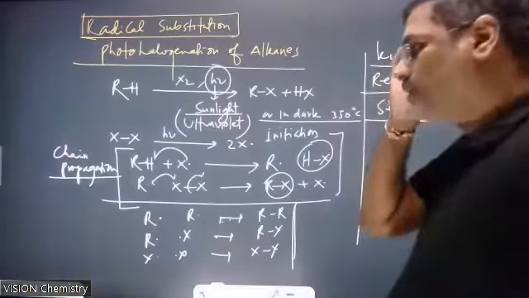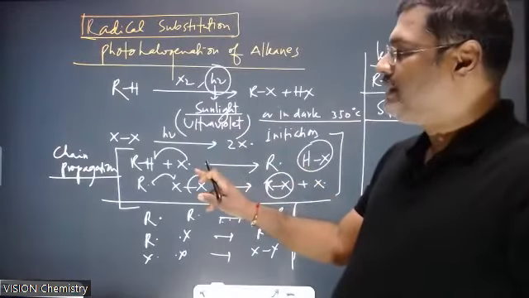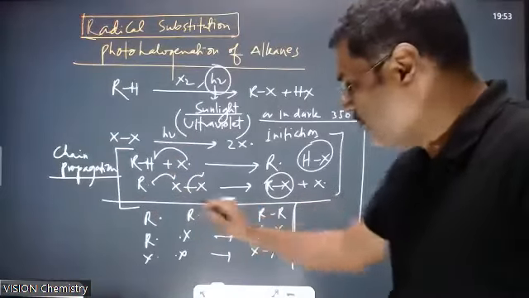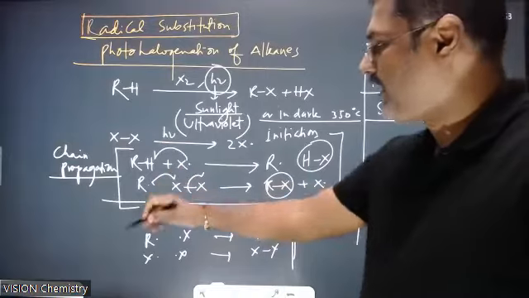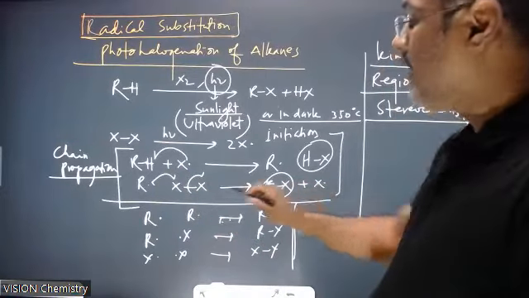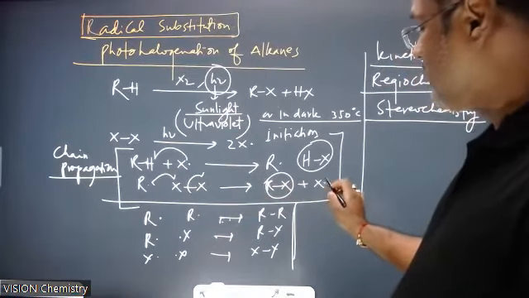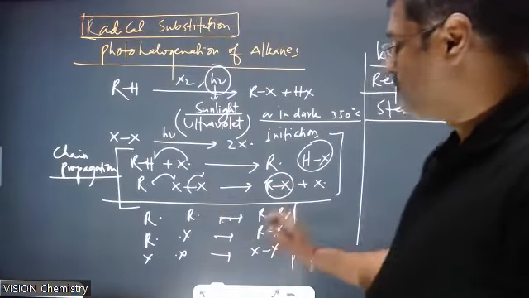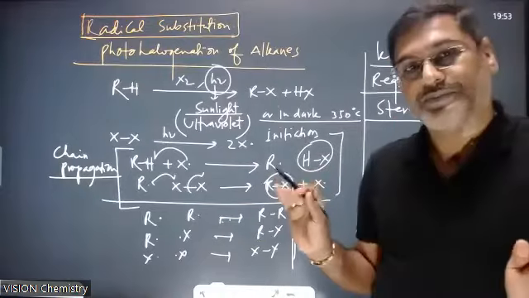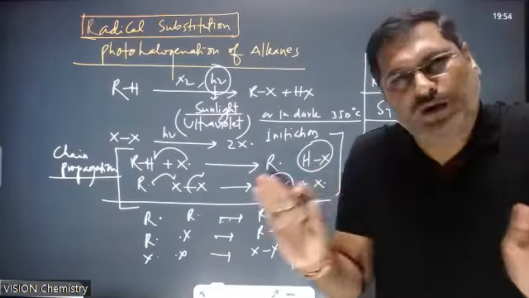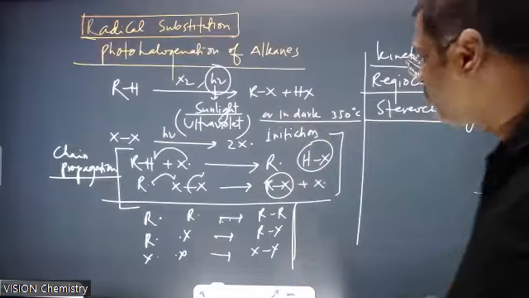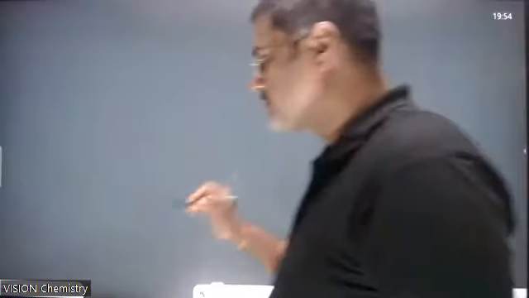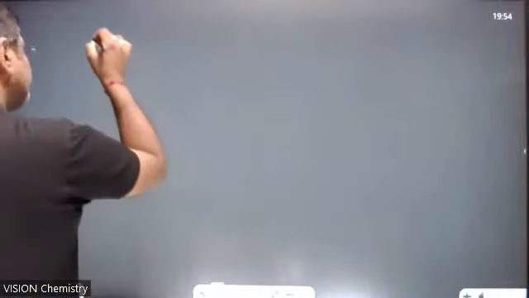But first, keep this in your mind that chain propagation is the main course of the reaction, because if you cancel the R free radical and the X free radical, you are getting RH plus X2 that gives RX plus HX. Stoichiometrically also balanced. Okay, let's take this aspect, we discuss here the kinetics.